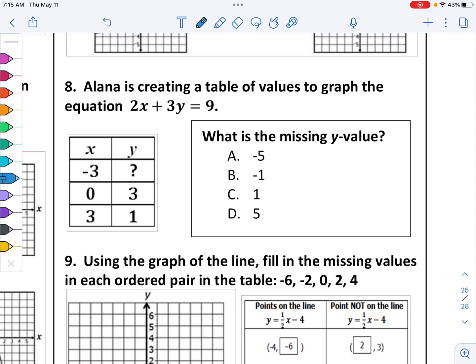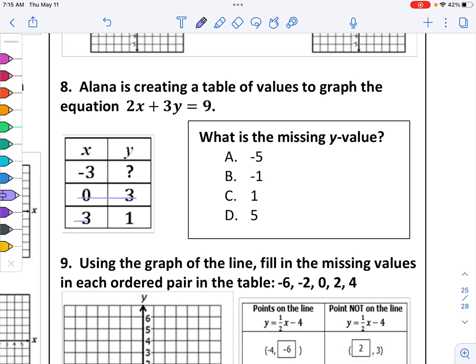All right, so number 8, there's a question mark in the y spot. It says Alana is creating a table of values to graph this equation. So what they want to know is if you were to plug in the x value, what would be the y value that would give you 9? So we don't really need to worry about the 0, 3, and the 3, 1. Those are extra information. We're going to plug in the x equals -3. So I'm going to do 2 times -3 plus 3y equals 9. Our goal is to solve for that y. So 2 times -3 gives me -6 plus 3y equals 9.